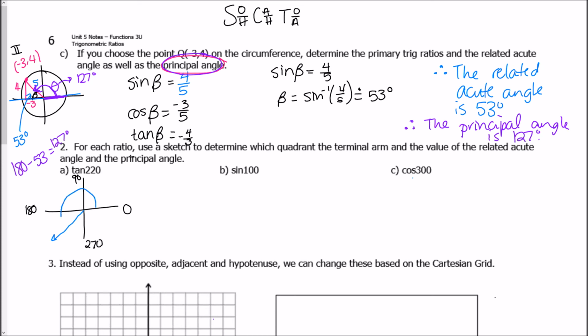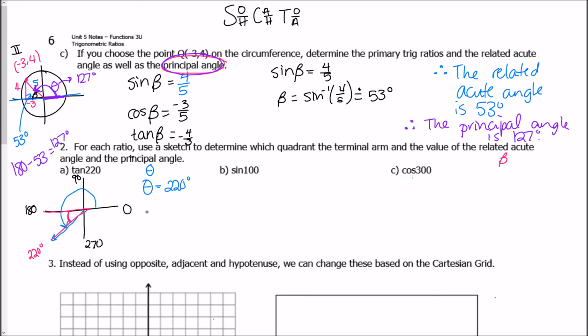So this full angle right here, the blue angle, is going to be my principal angle. And we'll say that our principal angle is going to be theta in all of these examples here. So theta is going to be equal to 220 degrees. Okay? Now, the related acute angle is the angle that it makes with the x-axis right here. So if this goes up to 220 and this is 180, the difference between the two is going to be your related acute angle.